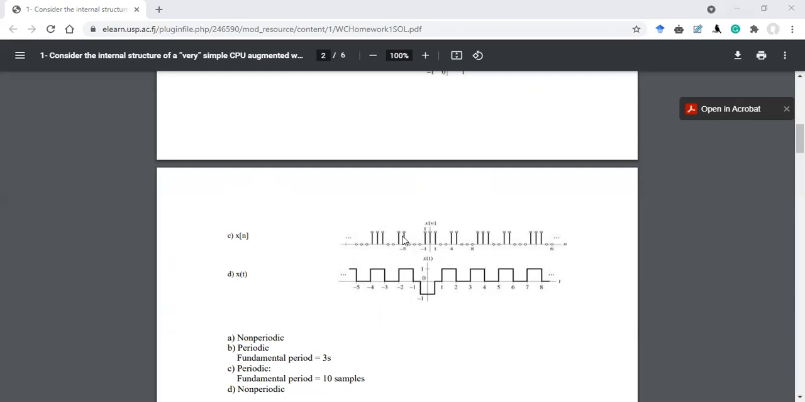Or you can just pick one point. Let's say we pick this particular point. After how many points will this point repeat itself? That is 10, right? You start counting 1, 2, 3, 4, 5, 6, 7, 8, 9, 10. Okay. So that's how you determine the period of this graph. The period of this signal that is given over here is 10.